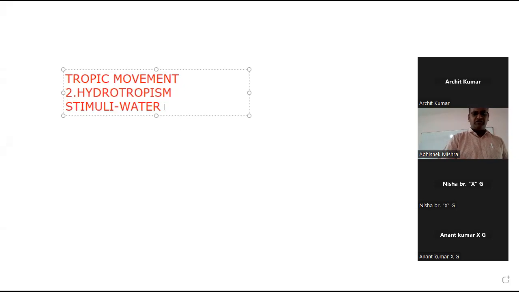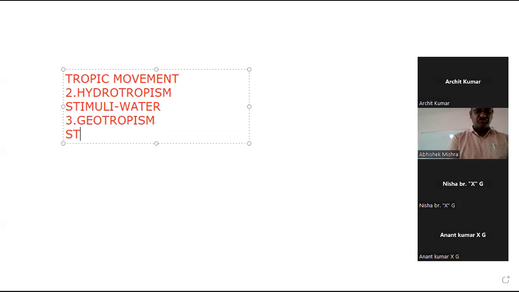Very good. Now the third type of tropic movement. The third is geotropism. Now, guess what is the stimulus over here, students? What is the stimulus in case of geotropism?